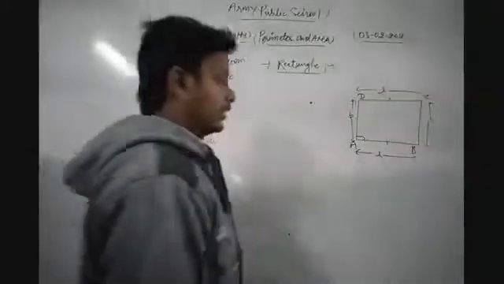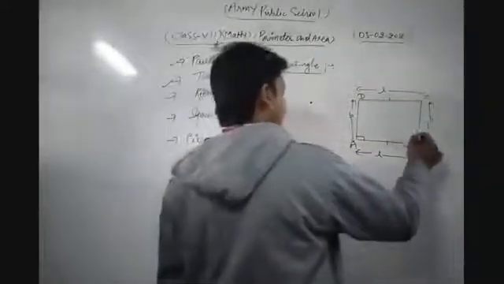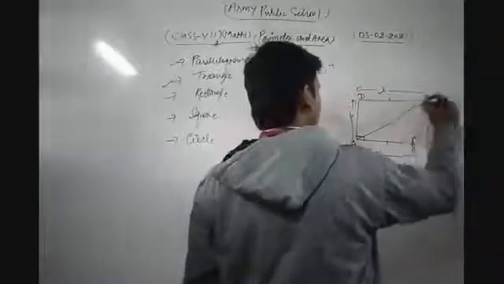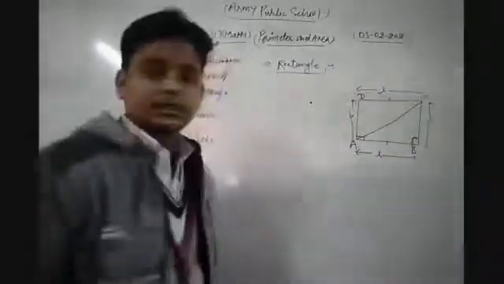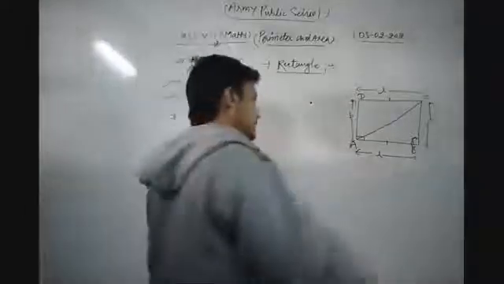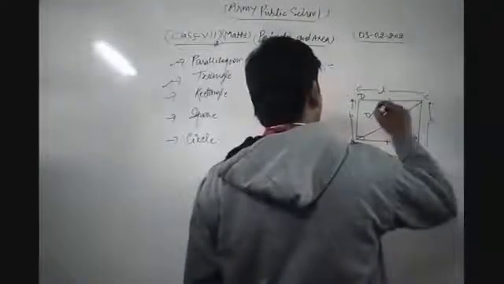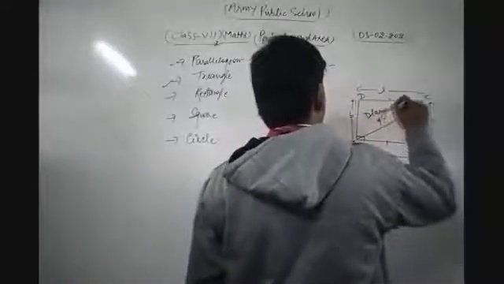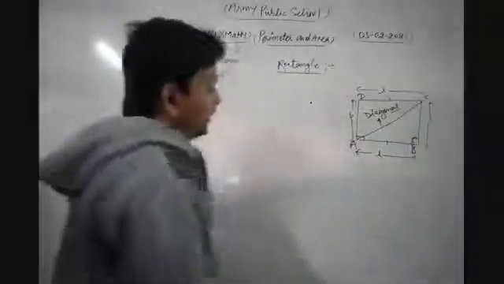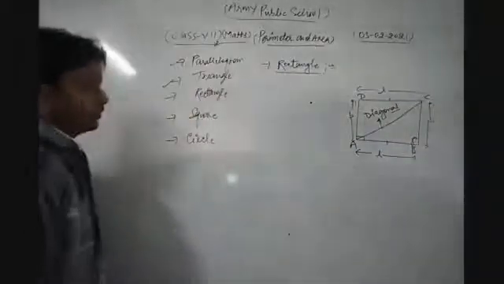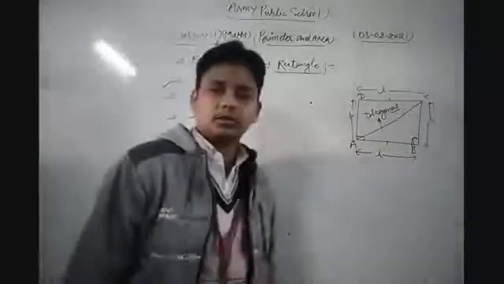Each angle of a rectangle is a right angle, and the line segment joining the opposite vertices of a rectangle is called its diagonal. AC is your diagonal. And dear student, one of the most important relationships between them is what?